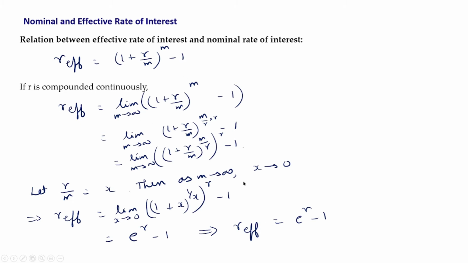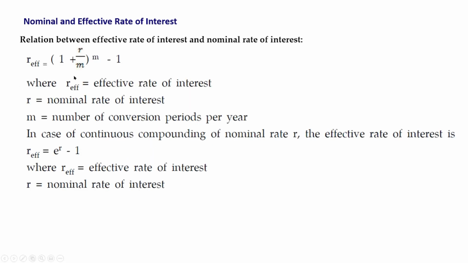So these are the two formulae that we have to remember under effective rate of interest. Effective rate of interest is equal to (1 + r/m)^m − 1, if r is the nominal interest rate and m is the number of conversion periods per year. And in case of continuous compounding of nominal rate, we have the effective rate of interest as e^r − 1.